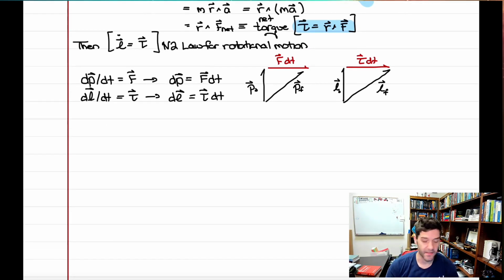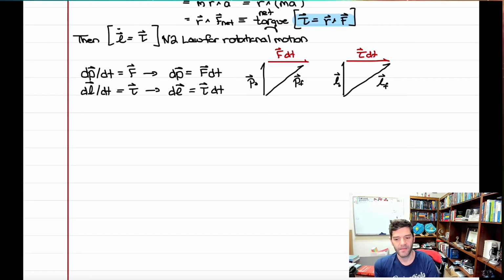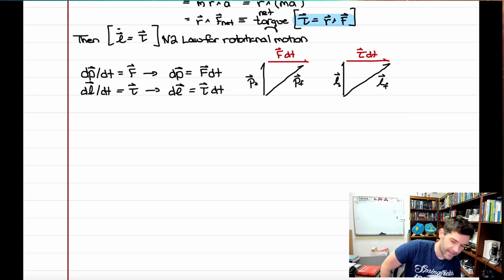So then the last thing I'll say for today is, can we take the analogy even further? Can I say something then about the conservation of angular momentum? Does it similarly hold that maybe if regular momentum is conserved when there's no net external force, is it the case that angular momentum is conserved when there's no net external torque?